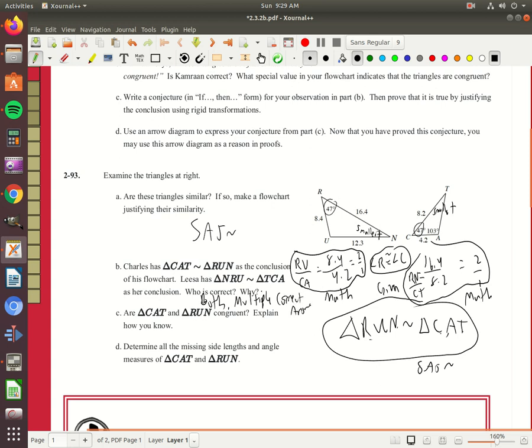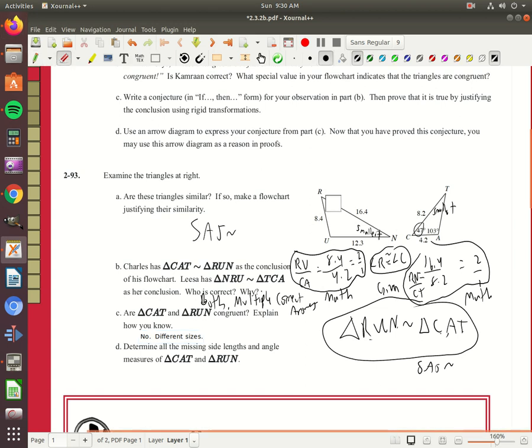I know we've talked about that quite a bit in Integrated 1 and Integrated 2. It says, are CAT and RUN congruent? No, they're not congruent. How do I know? Because they're not the same size, right? They're similar. So I'll say no, not congruent, different sizes. And it says determine all the missing side lengths and angle measures of this. So that's kind of interesting.